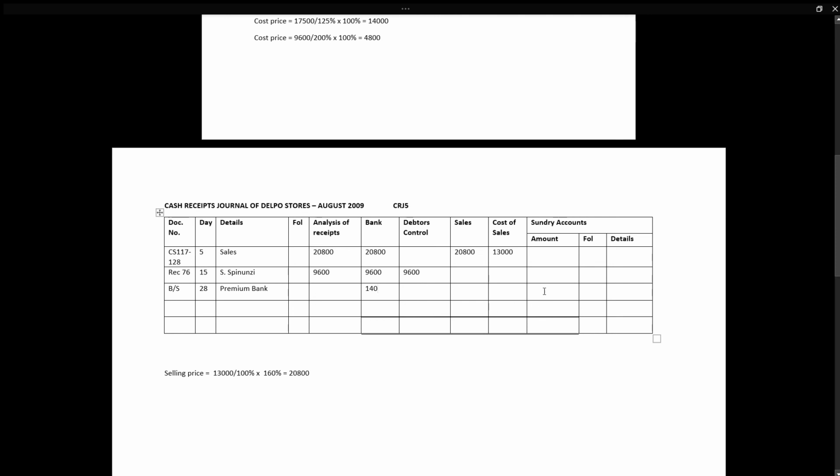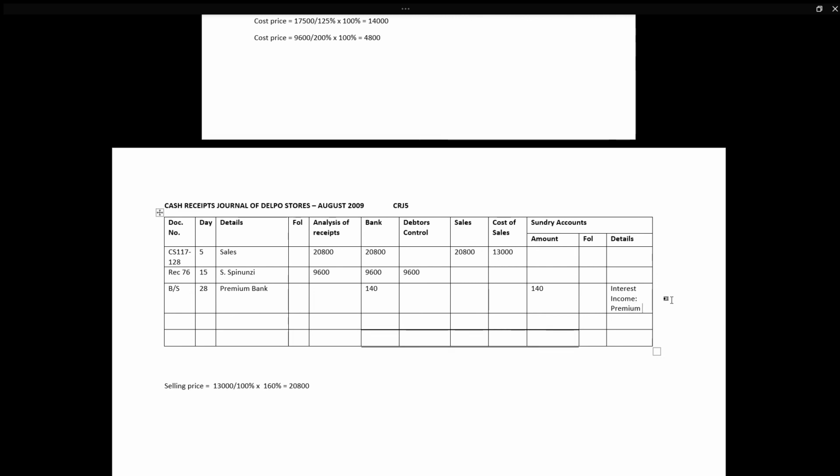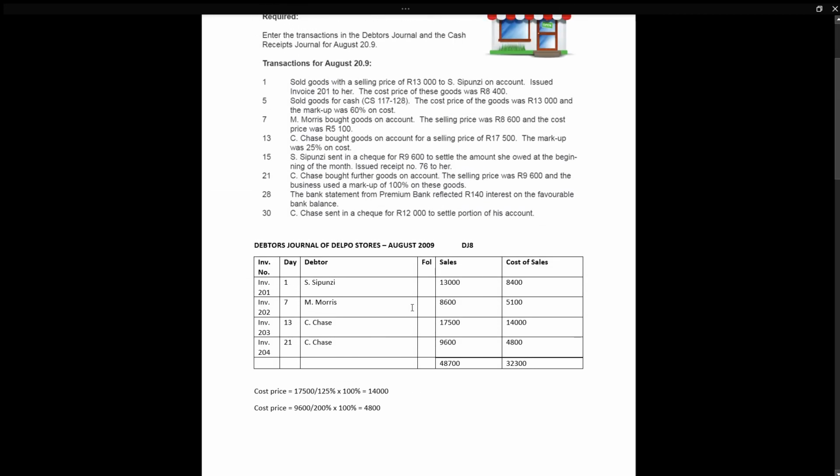And then why did I receive this money? Because of interest. They did not provide an account for interest income. Therefore, I need to take it all the way back to my sundry accounts. From who? Premium Bank. Okay, interest income, Premium Bank. Very important to say interest income because you get interest expenses as well. Let's go and have a look at the last transaction.